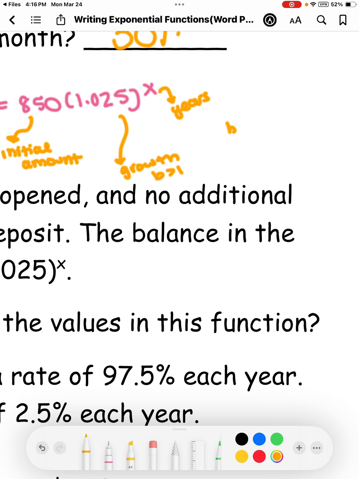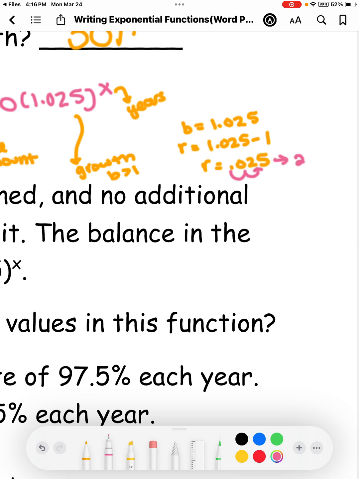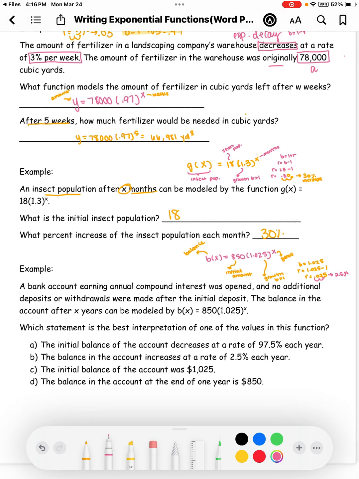Okay, so we know the b value is 1.025. To find r, we're going to subtract 1, giving us 0.025. And we got to move that over 2 times. That would be an increase of 2.5%. Okay, I hope that's making sense.